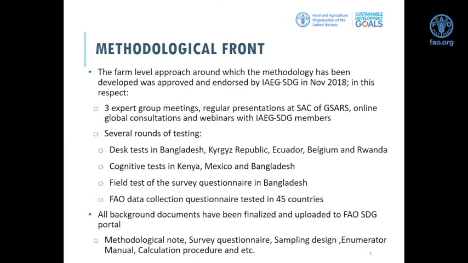Secondly, as I was mentioning throughout my presentations, we tested the methodology at different stages of its development. We conducted desk studies in Bangladesh, Kyrgyz Republic, Ecuador, Belgium, and Rwanda. These tests were conducted back in 2016 and 17. Then we carried out cognitive tests of the survey questionnaire in Kenya, Mexico, and Bangladesh. And then we carried out a full-fledged field test whereby we collected information from agricultural holdings, which I mentioned to you. The sample was 420 in Bangladesh back in 2018 and 19.